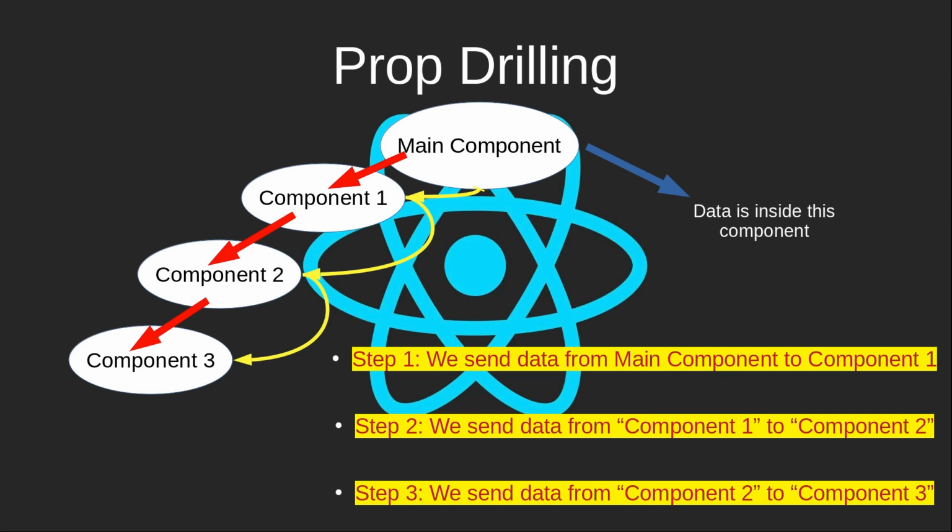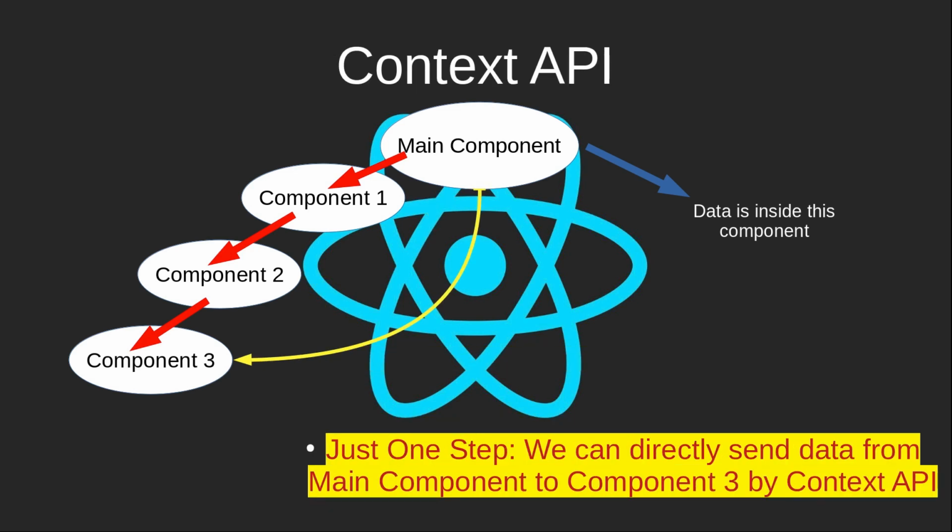Now I can easily use this data in component 3, but what would I do if I had hundreds of nested components? The prop drilling method would be quite tiring and complicated for us. At this point, Context API saves us. The Context API provides the opportunity to use the data in whichever component we want.